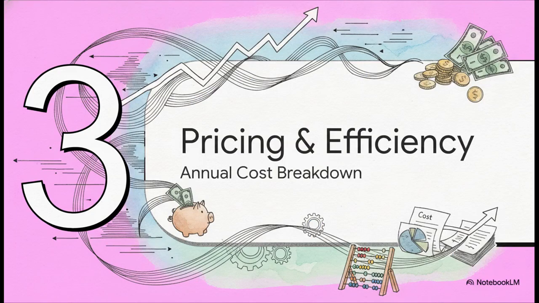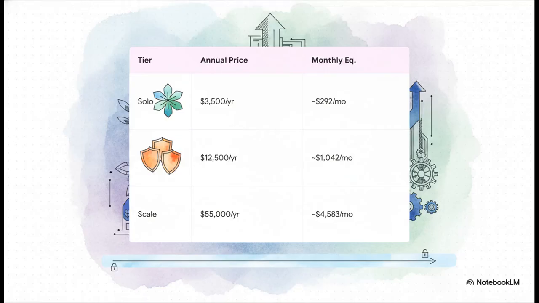All right, let's get into the numbers. Section 3. Pricing and cost efficiency. Let's unpack the economics here. We have flat annual costs and their monthly equivalents. So solo is $3,500 a year, which breaks down to roughly $292 a month. The team tier sits at $12,500 annually, or about $1,042 a month. And the scale tier is $55,000 a year, which is equivalent to around $4,583 monthly.